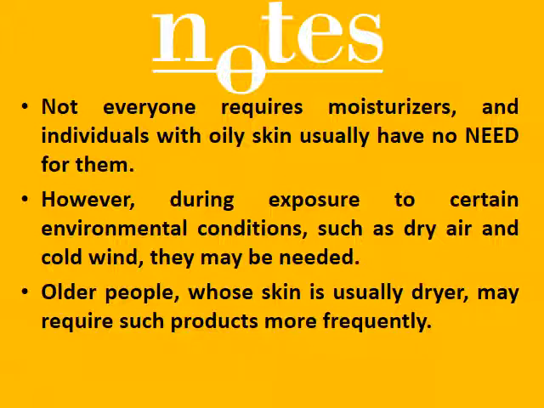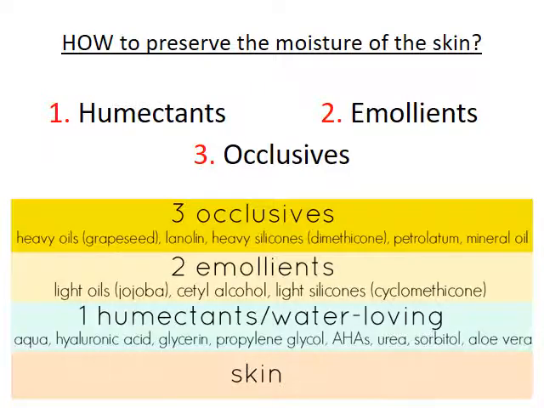Also, elderly people, whose skin is usually dry, require using moisturizers more frequently because due to aging, the skin doesn't keep its moisture content as it used to in young ages. How to preserve the moisture of the skin? By using humectants, emollients, and occlusives.